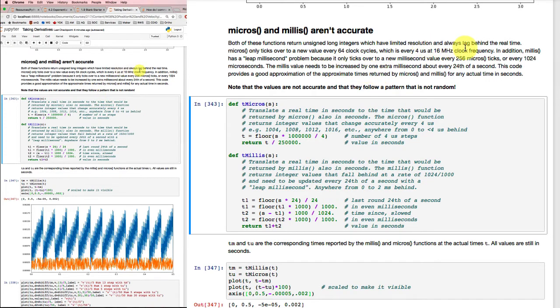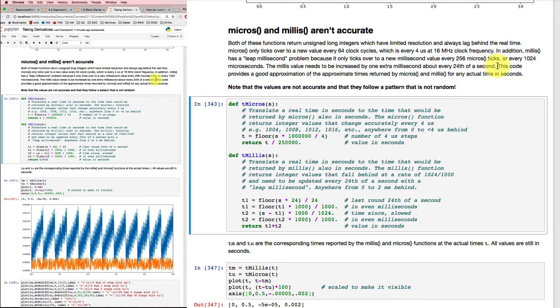Now millis is even more complicated because every time micros ticks over, it'll also count something on the counter for whether or not a millisecond's gone by. And it's only going to tick over to a new millisecond every 256 microsecond ticks. So every 4 microseconds it ticks. 256 times 4 is 1,024 microseconds have to go by to get counted as a millisecond. That means that we're going to lose about 24 milliseconds per second, so that every 24th of a second we're going to have to catch up.